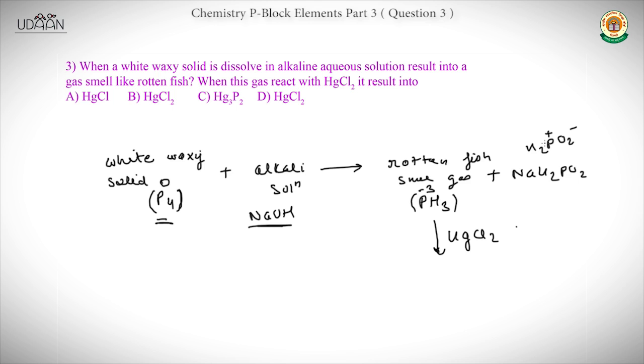Now PH3, when it reacts with HgCl2, what is the product? We know it. We have already written this reaction in the theory. It is Hg3P2. Okay. So our answer will be this one. And let's check this one. Is it right or not? Na+ H2PO2-, PH3. Yes, it is right, I think.